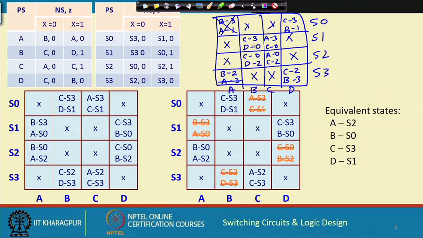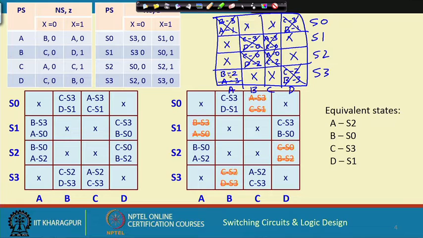Then C3 D0, C3 is a cross, so this will also get crossed. C0 D2, C0 is a cross, this will also get crossed. A3 C0, A3 is something, C0 is a cross, so this will get crossed. A0 C2, A0 is a cross, so this will get crossed. Lastly C3 B1, C3 is a cross. C2 B3, C2 is a cross. So, you finally are left with a single entry B2.